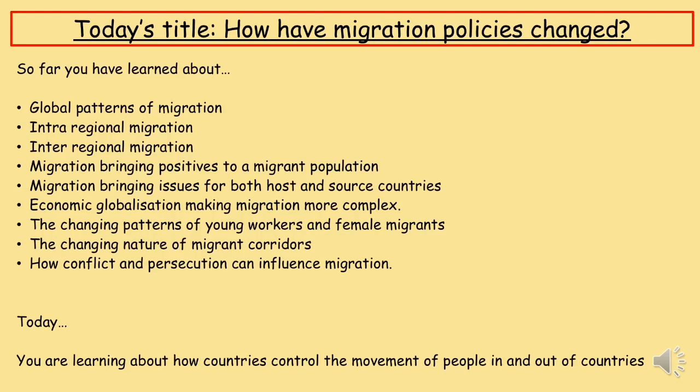Today we're going to be having a look at how migration policies have changed. So far you've had a look at different elements of migration and the factors that influence migration. Today we're going to look at how migration is controlled through government policies. A relevant topic for a number of reasons. Firstly, Brexit and how that's influencing government policy, but also, if you keep your eye on the news and look at America, how coronavirus is perhaps influencing migration policy.